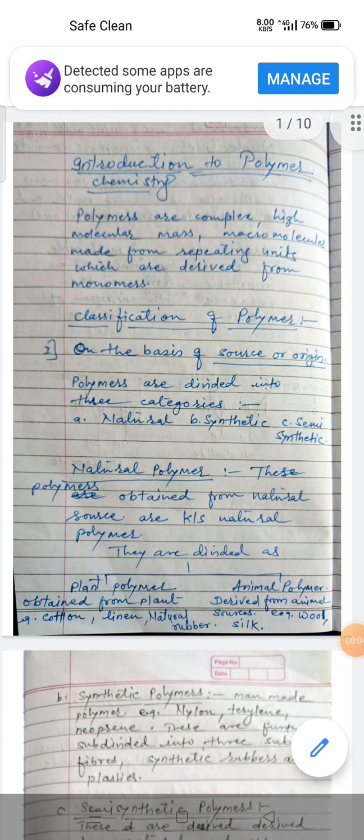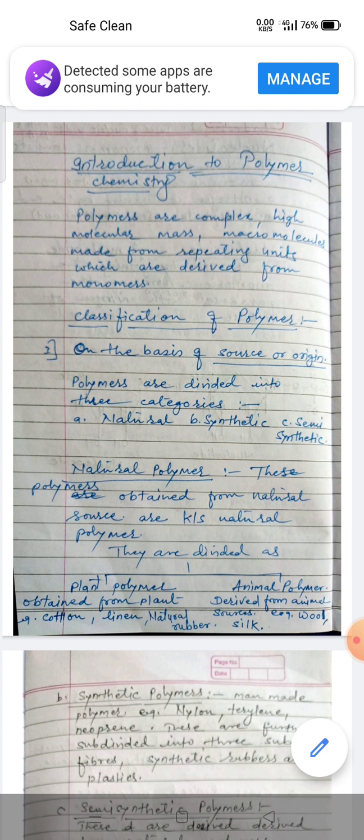Hello students. Today we are going to study a new chapter, Introduction to Polymer Chemistry. Polymers are complex high molecular mass macromolecules made from repeating units which are derived from monomers.